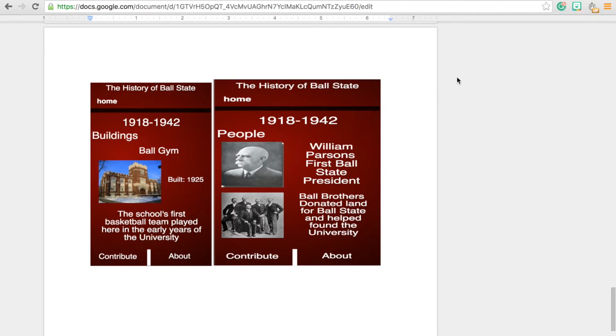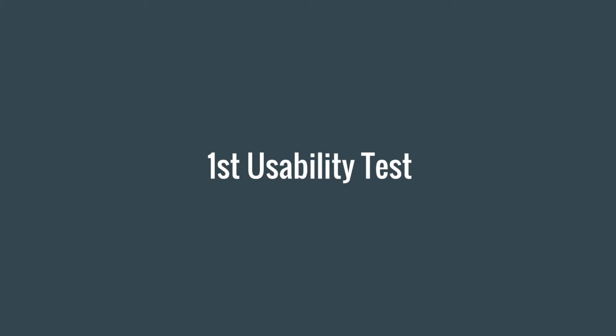And then on the right you have the people, and you have a picture of the people on the left and a description of why they are important to the university on the right. And now I will talk about the first usability test.